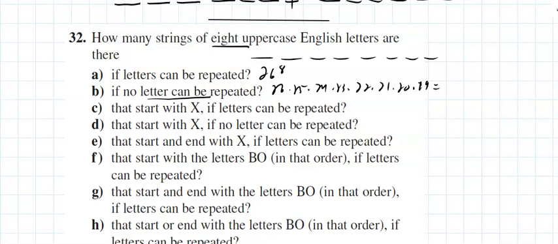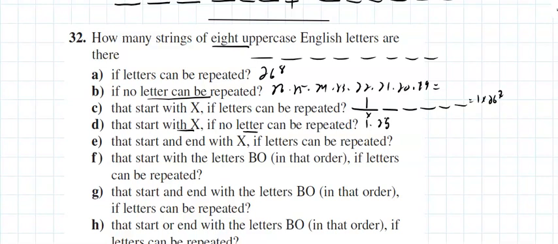That starts with an X. So the first letter is an X. There's only one choice of doing that. If the letters can be repeated, isn't that going to be 1 times 26 to the 7th, because there's 7 of them. That starts with an X and no letters can repeat. So that's 1 times 25, not 26, you already chose an X.